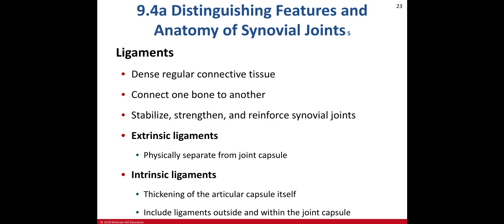The ligaments connect bone to other bone. That's dense, regular connective tissue. It is going to stabilize, strengthen, and reinforce these joints. You can have extrinsic ligaments, which physically separate from the joint capsule, and then intrinsic ligaments that are actually going to thicken the capsule itself. So that can be ligaments outside and inside that capsule.